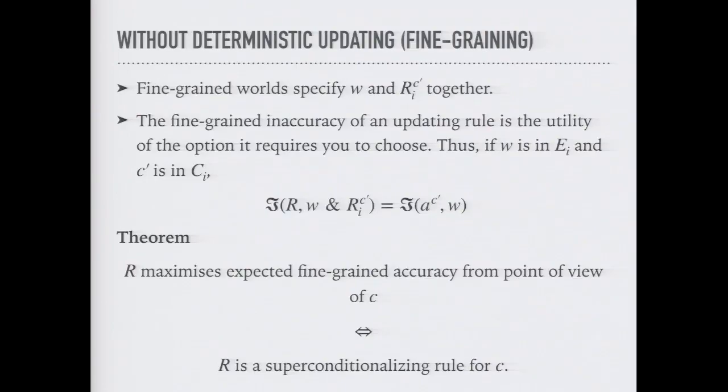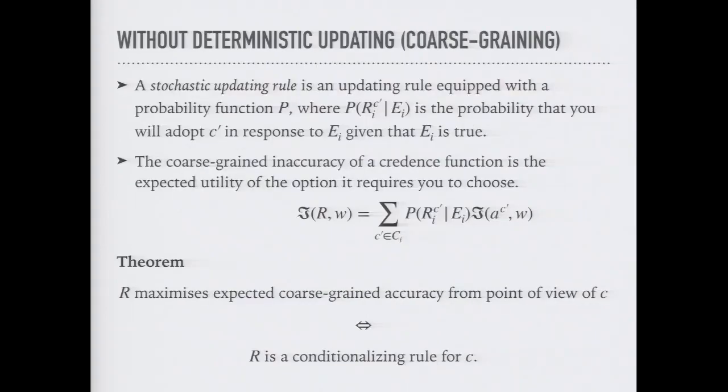You can either fine-grain the worlds and then define the inaccuracy of your updating rule at one of these fine-grained worlds in the usual way, but then you won't get conditionalization, you'll get super-conditionalizing. Or you can coarse-grain in exactly the way I just mentioned, and then you will get conditionalization. Just one more thing to say about the coarse-graining move, though.